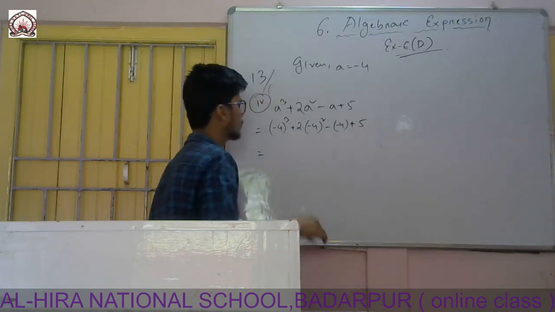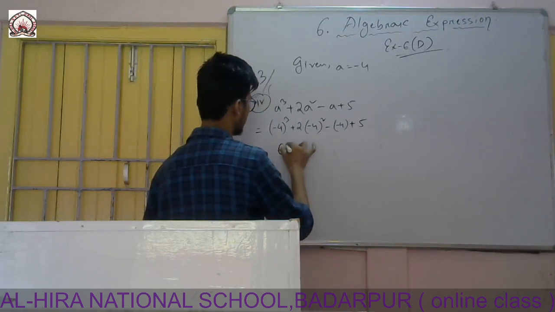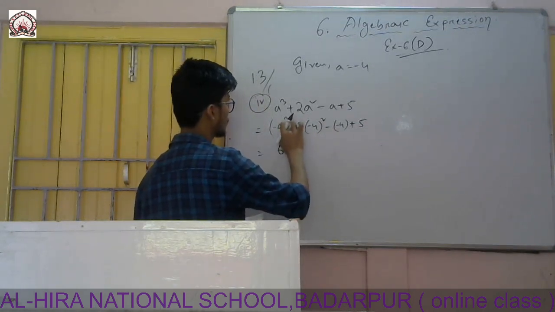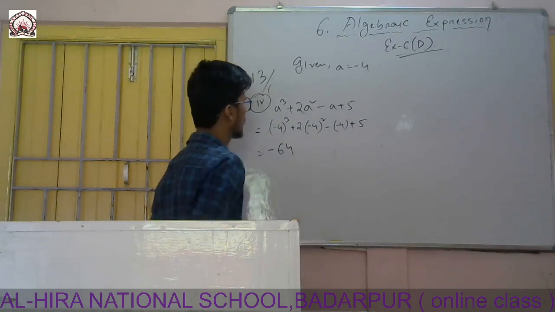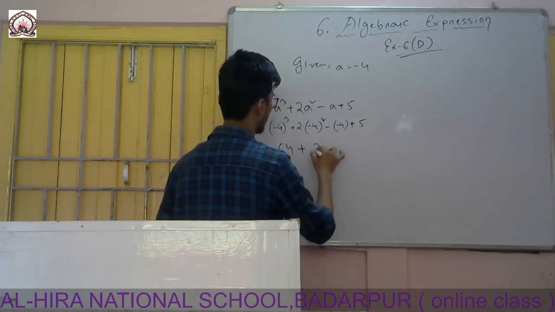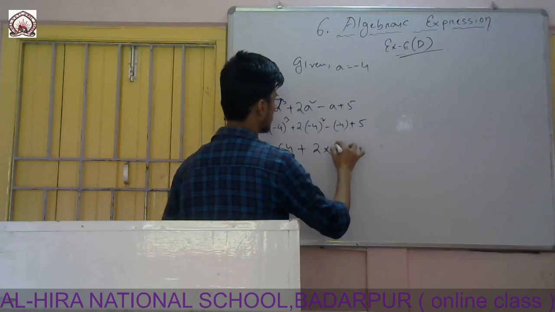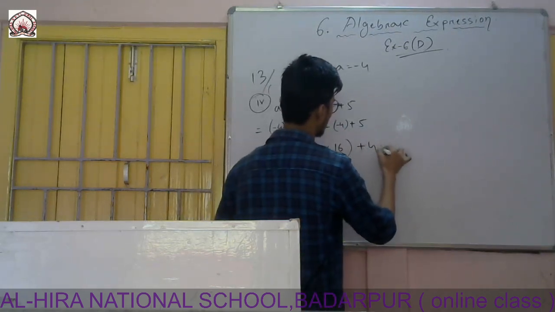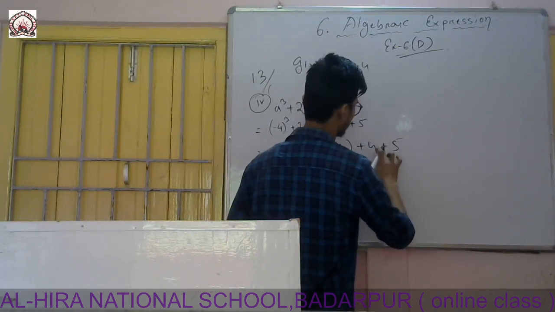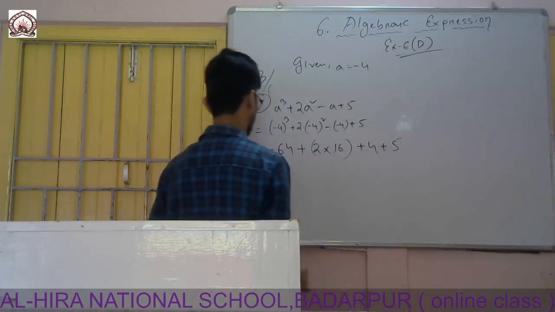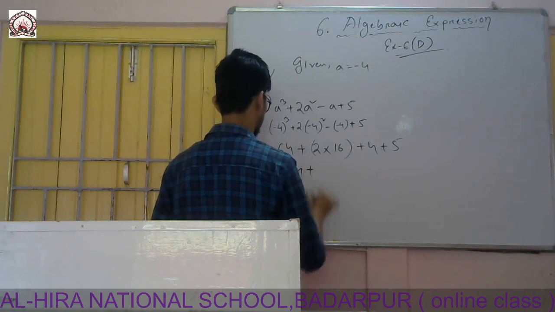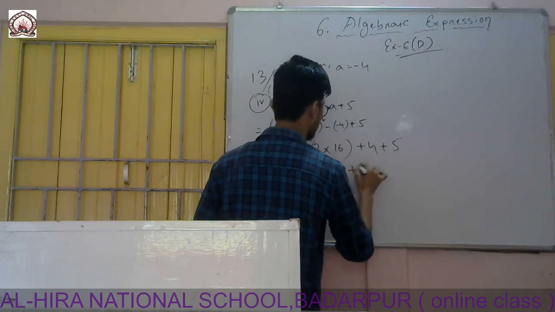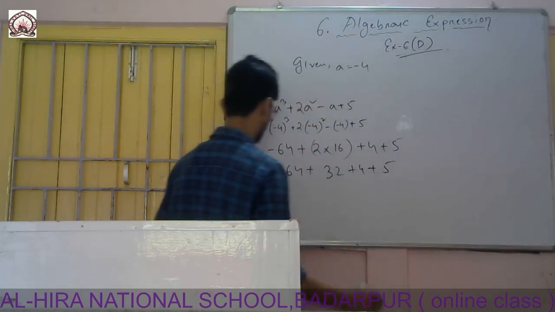So 4 cube: 4 4s are 16, and 16 4s are 64, and as I said earlier, if the power is odd, then the minus sign will be there. Then 2 into, and 4 square is 16, there will be no minus sign, then minus minus it is plus 4, and at last it is plus 5. So minus 64 plus 16 2s are 32, and then plus 4 plus 5.